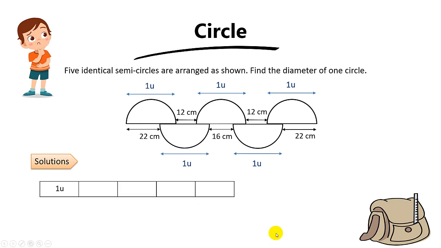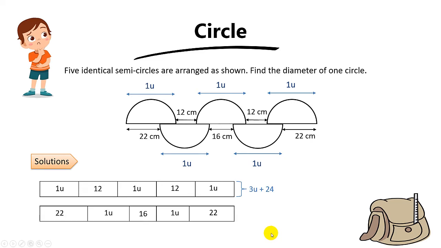So what can we do? We can actually form an equation. How do you form an equation? When you add up the top row, this plus this plus this plus this plus this, you get 3 units plus 24. And when you add up the second row, you get 2 units plus 60. Since we know the lengths are the same, you can form an equation: 3 units plus 24 is equal to 2 units plus 60.